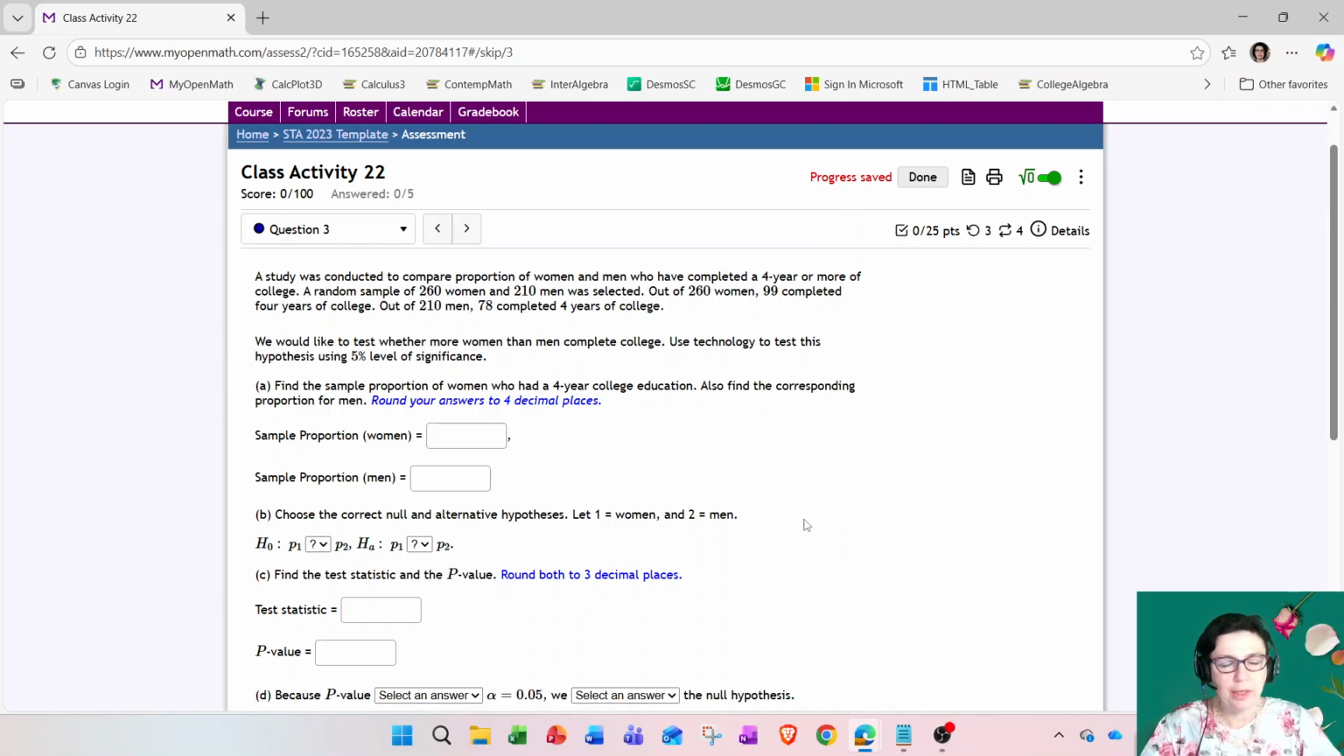All right, everyone. In this question, we are going to compare the proportion of women and the proportion of men who completed a 4-year college, or maybe more. So in this case, we've got 260 women, and we are told that 99 of them completed 4 years of college. And similarly, for men, there were 210 men and 78 completed 4 years of college. All right, so the test is whether more women than men complete college.